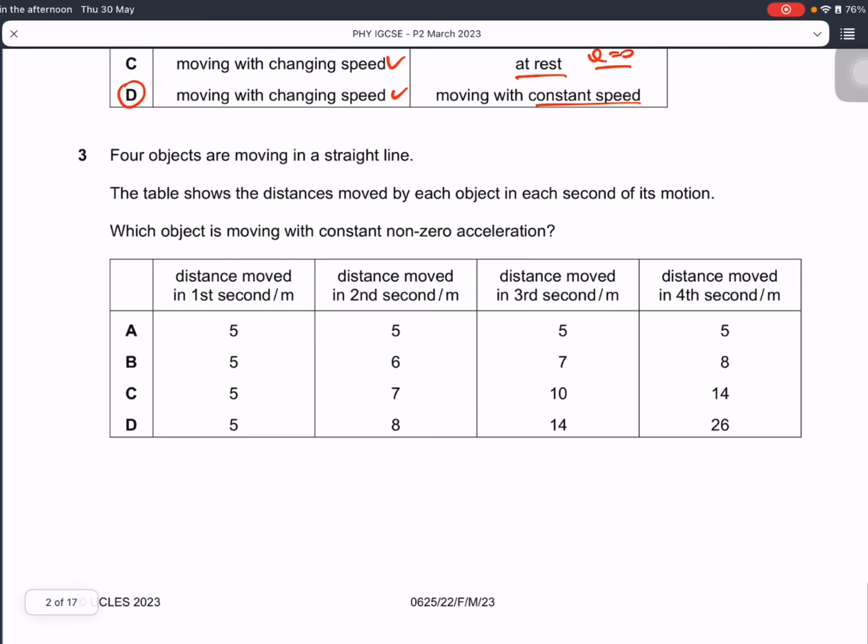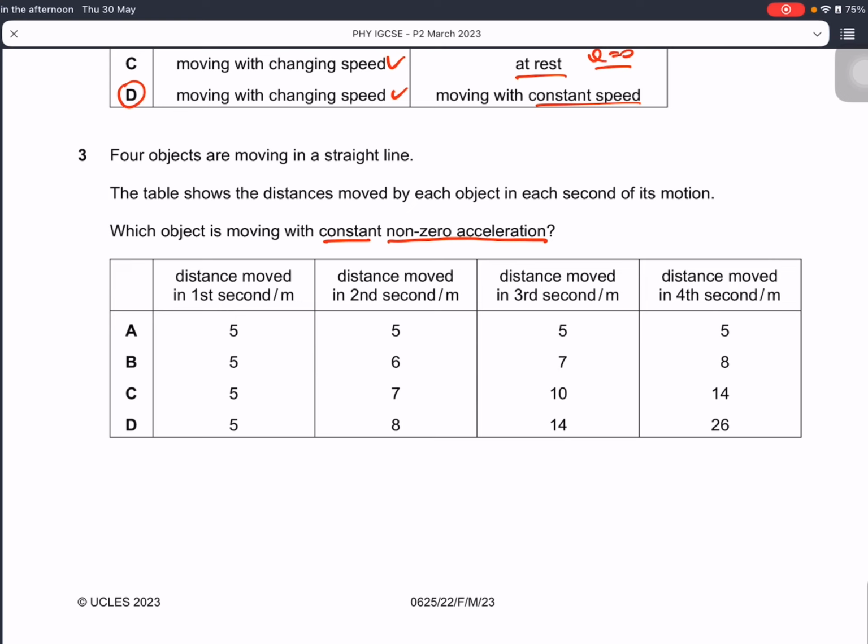Next question. 4 objects are moving in a straight line. The table shows the distance moved by each object in each second of its motion. Which object is moving with a constant non-zero acceleration? Constant and non-zero. Moving with a constant acceleration. Okay, let's go with the example here. We will look for constant and non-zero acceleration.